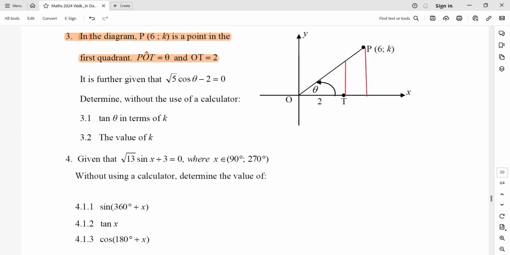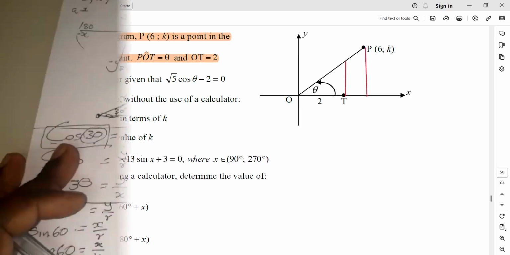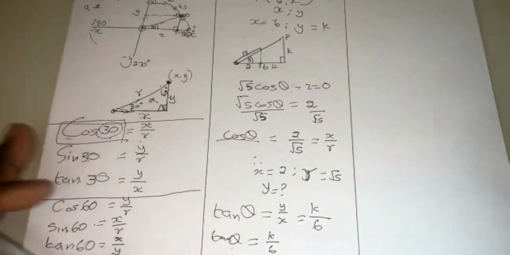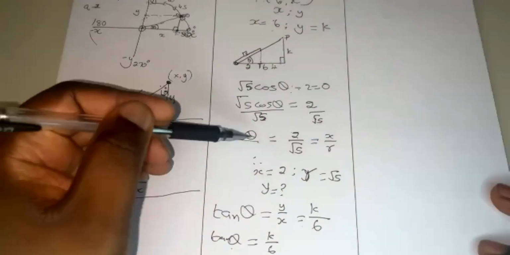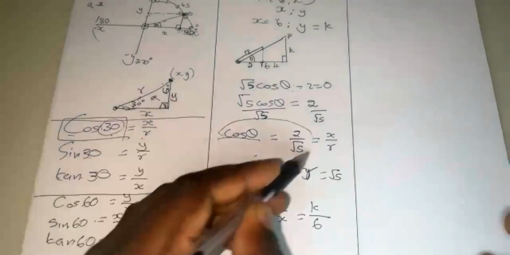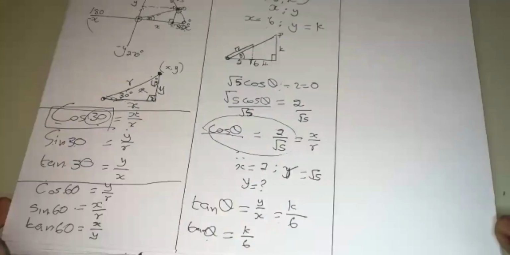The second question says, look for the value of k. The value of k, which means the value is 1. So let's look at our example that we were doing of cos theta. It is further given that root 5 cos theta minus 2 is equals to 0. Let's use this principle. Now we found this one. If you remember, we found this one. Then we can find the value of theta.